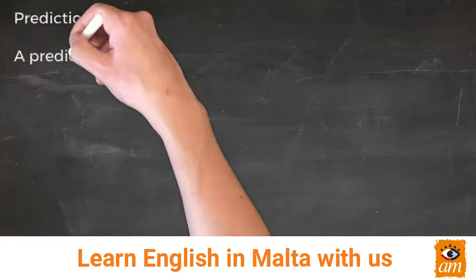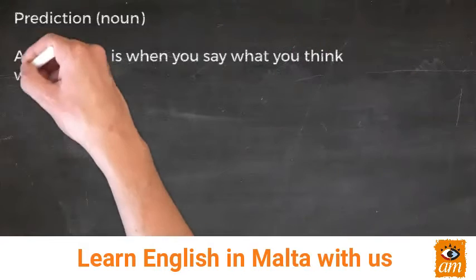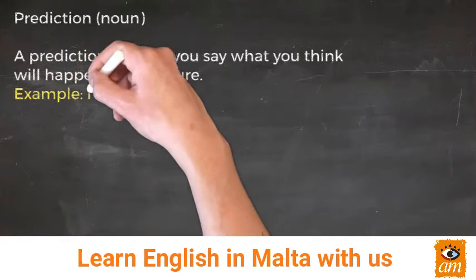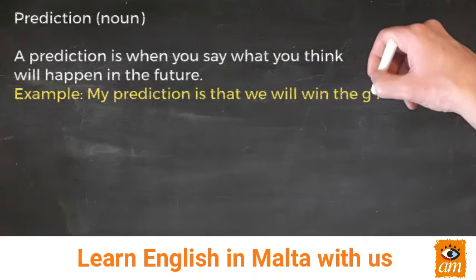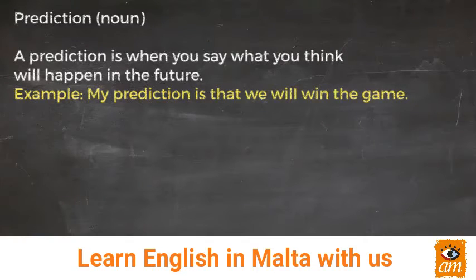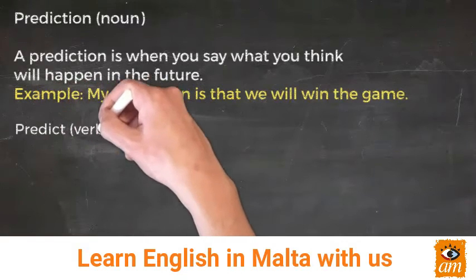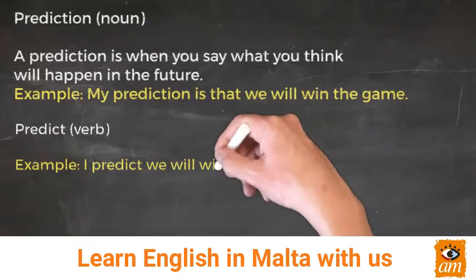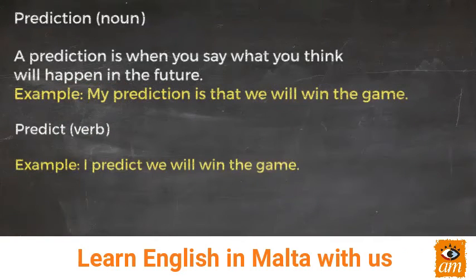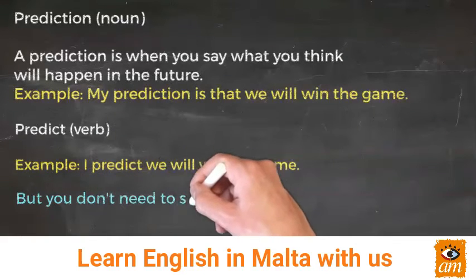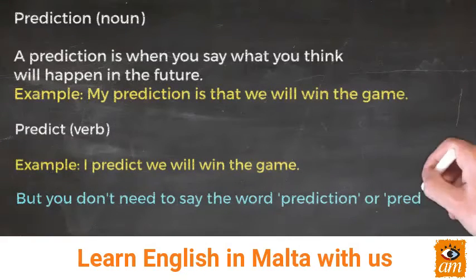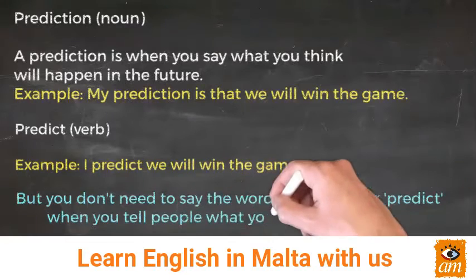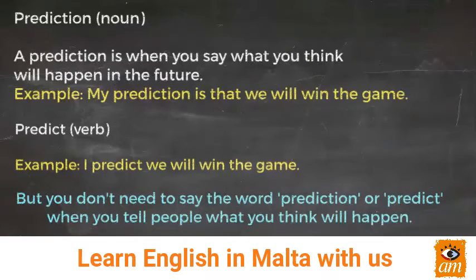Now, the word prediction is a noun, and a prediction is when you say what you think will happen in the future. For example, my prediction is that we will win the game. The verb is predict, and we can say, I predict we will win the game. But you don't need to say the word prediction or predict when you tell people what you think will happen.